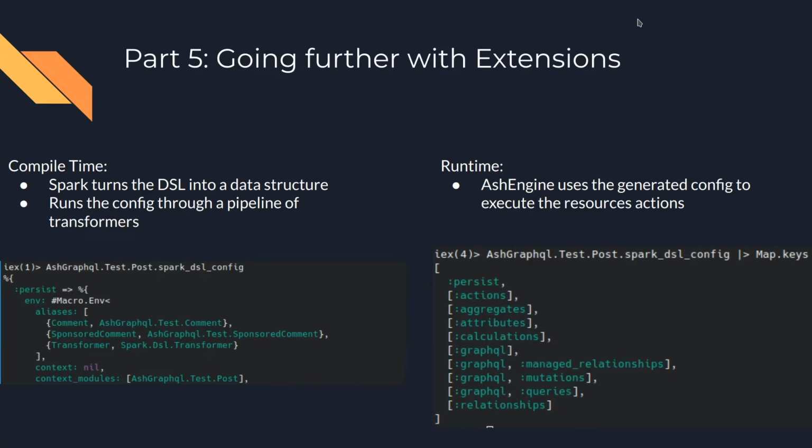And then during runtime, what you get is this data structure called Spark DSL config that holds all the information about your resource. On the left, you can see the top of the resource definition. It's pretty big, so I couldn't fit it all on the screen. And on the left, you can just see the keys. So you can see these are the sections inside of resources: action, aggregate, attributes, and so on. So all the information is there. Sometimes it's also helpful while debugging to look at the result from the compile time. And then during runtime, there is the Ash engine that knows how to take those resource configs and execute actions on them.